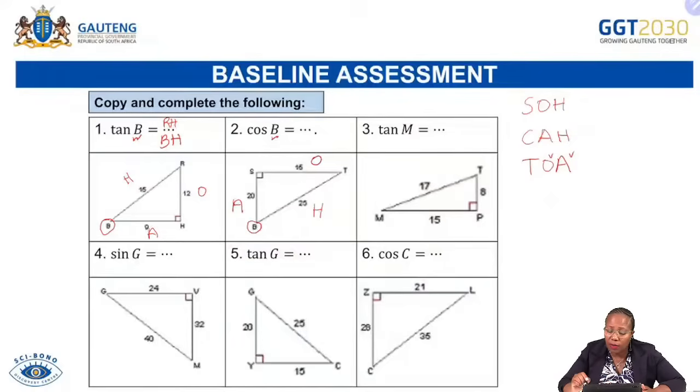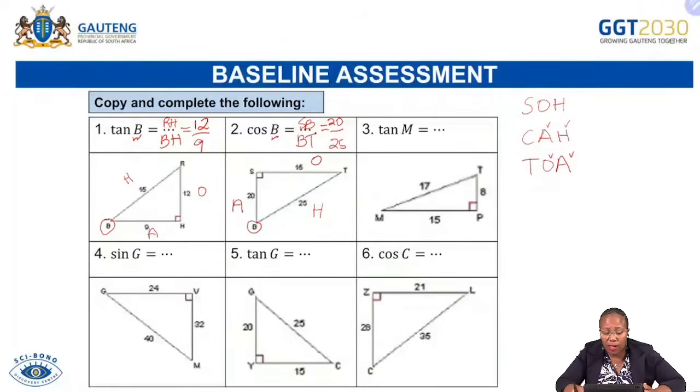Easy now, grade 12, we are looking at the cos. Cos is what? Adjacent over hypotenuse. Adjacent of which is SB over hypotenuse of which is BT. So this is basically SB is equal to 20 and the BT is equal to 25. The same applies on number 1 there. Our RH is equal to 12 and then our BH is equal to 9.